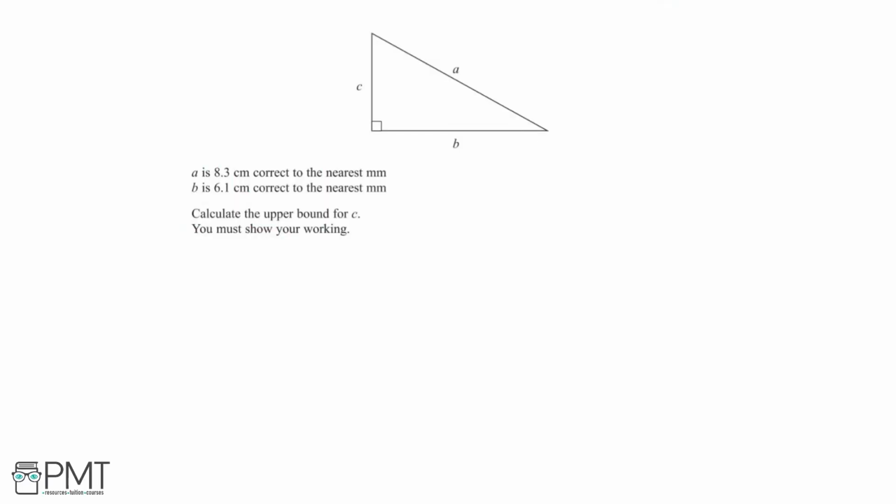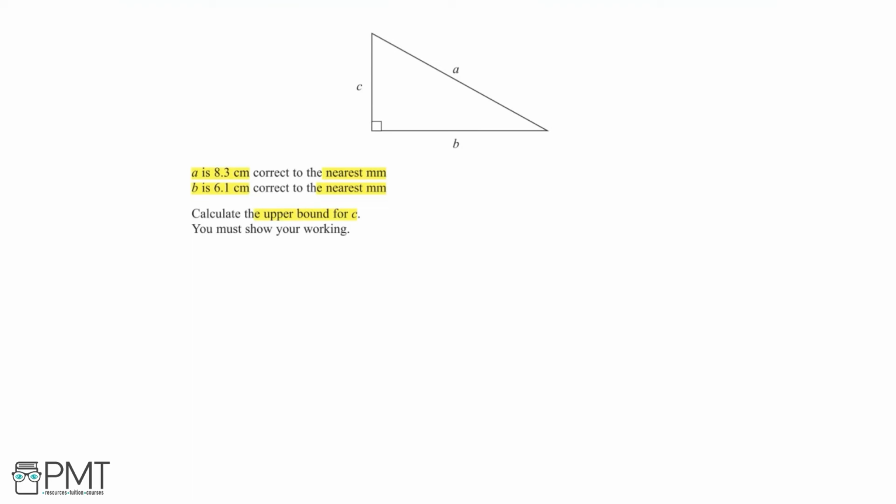In this question, we're given a right angled triangle, and we're told that A is equal to 8.3 centimeters, correct to the nearest millimeter, and that B is 6.1 centimeters, correct to the nearest millimeter. We need to calculate the upper bound for C, and we must show our working.